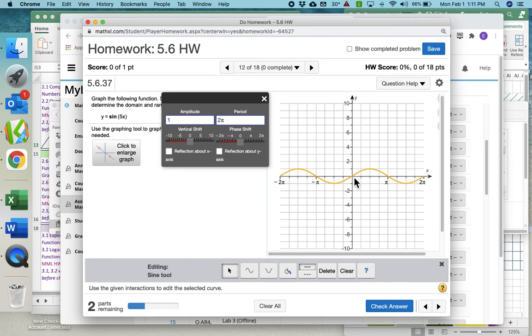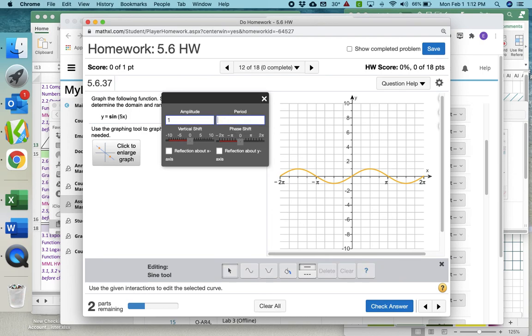one, so I'm going to touch there, and then it has this little pop-up, and it asks the amplitude. Well, the amplitude here is 1, and it asks the period. So this is kind of nice. You don't have to graph it by hand like you do on your lab. You just tell it what is the period.